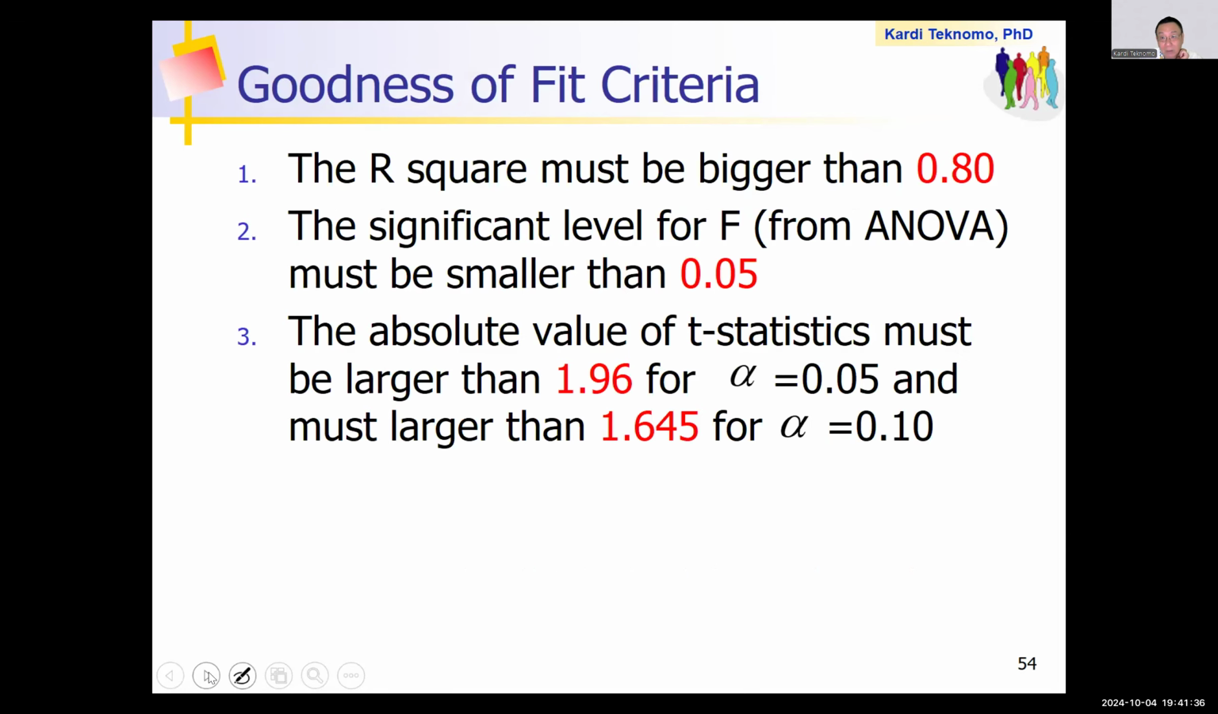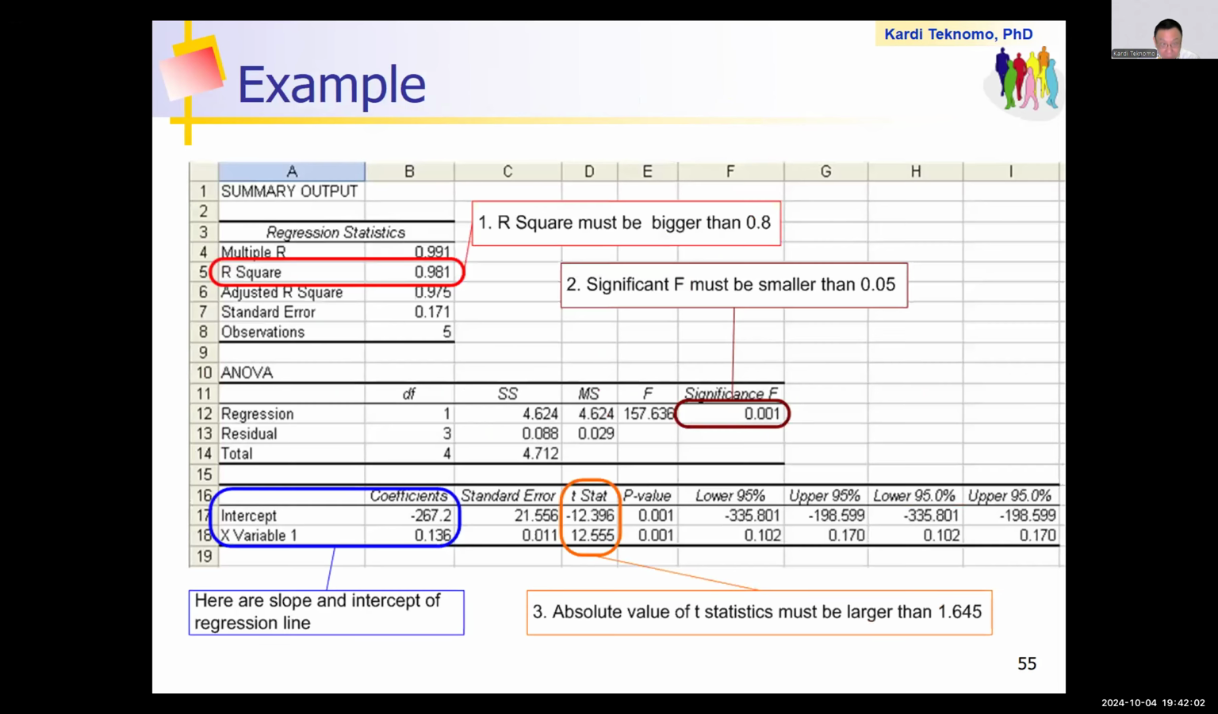So these are the summary. If you have alpha 0.05, that means 5% error. So you can use this. If you have 10% error, you can use this value. So these are the three simplified techniques to check whether your model is good or not. A while ago from data analysis in Excel, you get this value. So these are the things that we need to get.